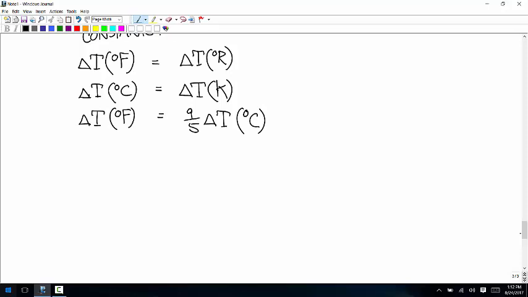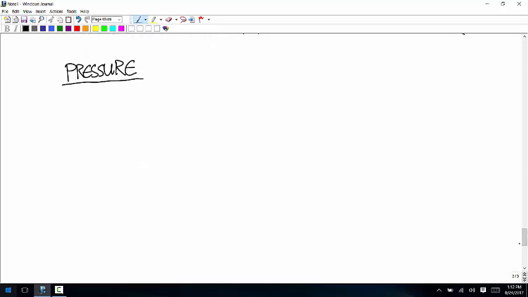So that's it for temperature. So now we're going to talk about pressure. And you can talk about pressure in terms of solids, but you tend to talk about it more often when you're talking about fluids. So it's most applicable to fluids.